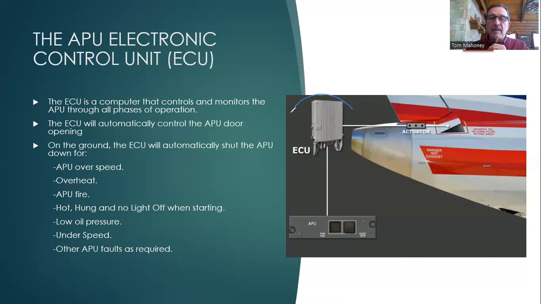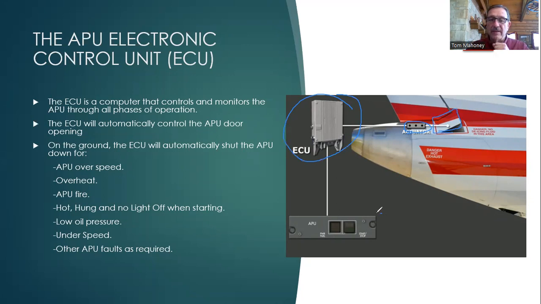So this is the ECU, the electronic control unit. It handles all the functions required to get the APU started. It runs an actuator here, tells the actuator to open so that an inlet door here, to provide air to the APU, can open.